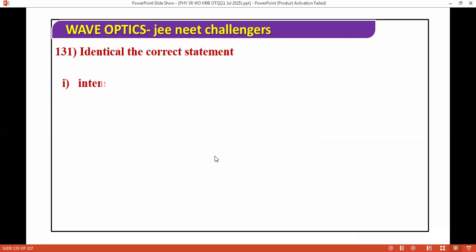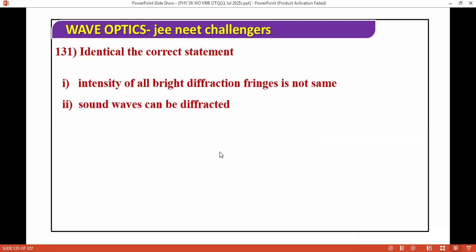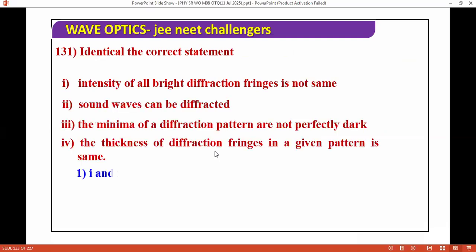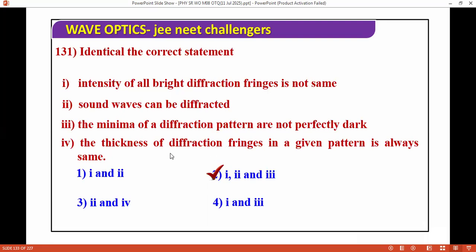Next question: identify the correct statement. We have these options. The correct answer is one, two, three. Because one, two, three means the intensity for all light reflected is not the same. This is correct, and sound waves can be diffracted. This is also correct. And the minima of diffraction patterns are not perfectly dark. This is also correct. Next question, we are moving ahead.